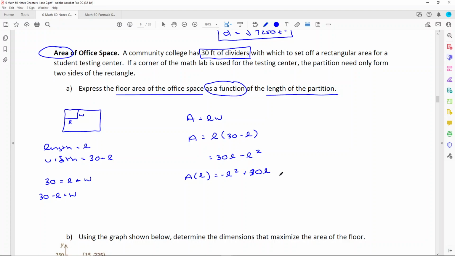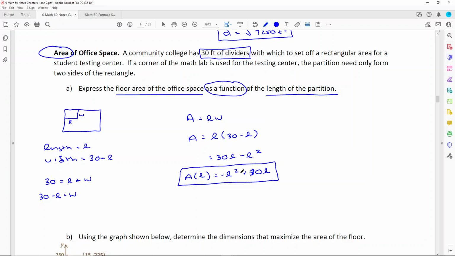Now again, if you're looking at the textbook, they write area as a function of x. I prefer to use variables that I don't have to guess what x is. Is x width? Is x length? I don't know. But this would be the answer for part A. Part A is just express the floor area as a function of the length of the partition.